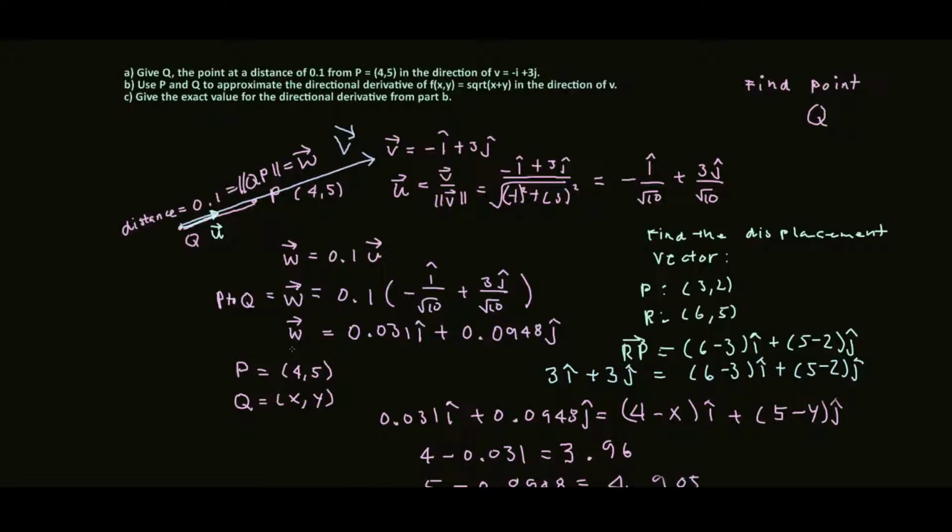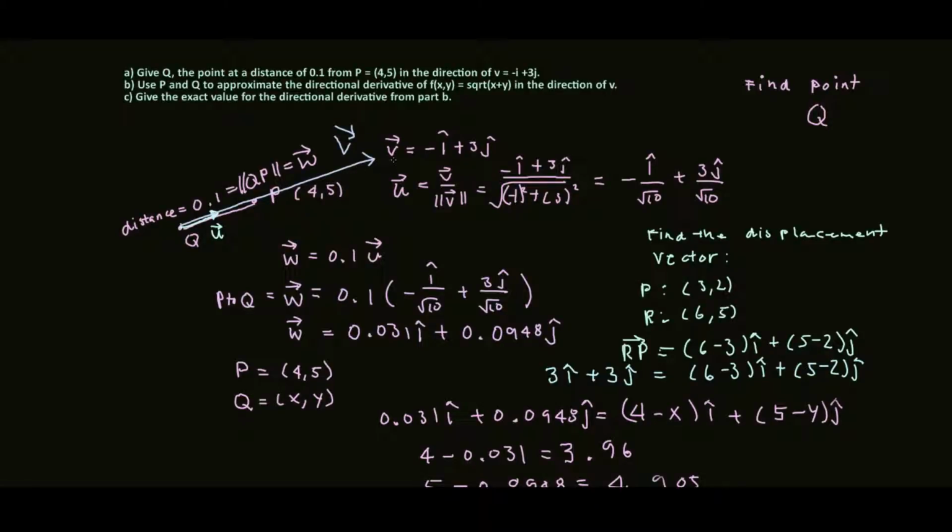Sometimes reading these questions can be very hard to decipher, to see what they really want. So it's good to break things down. Okay, so we are given this vector, negative i plus 3j.